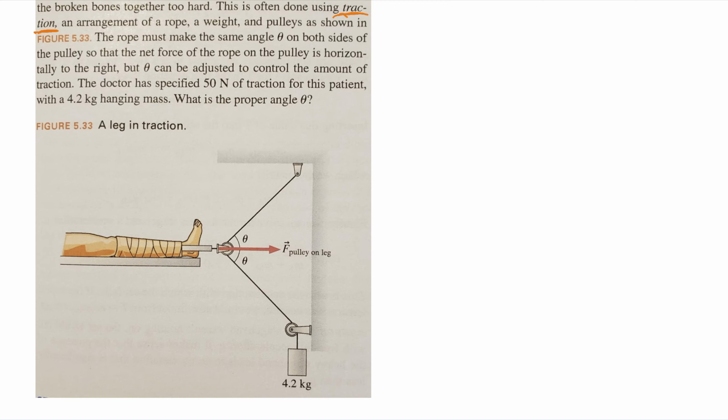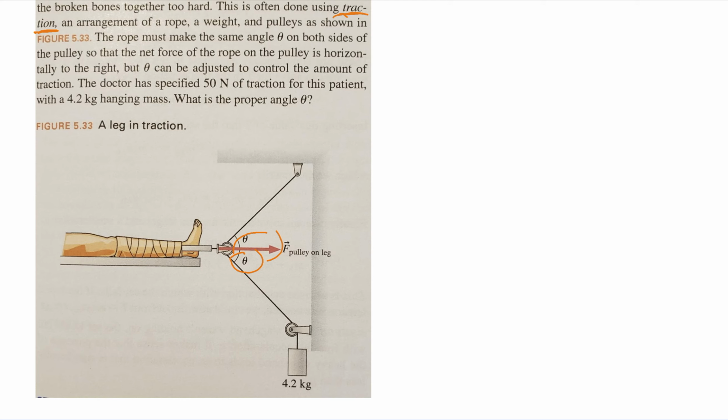So the rope must make the same angle theta on both sides of the pulley so that the net force of the rope and the pulley are pulled horizontally, as we see in the picture here. So this force has to be directly horizontal to the right, but theta can be adjusted. We can adjust this angle theta to control the amount of traction, so the amount of force being applied to the leg.